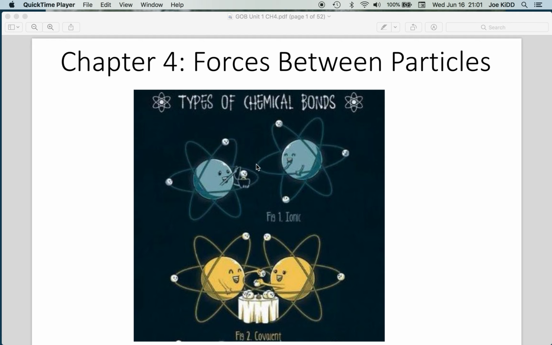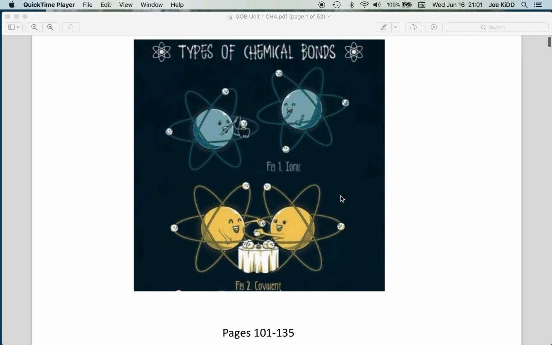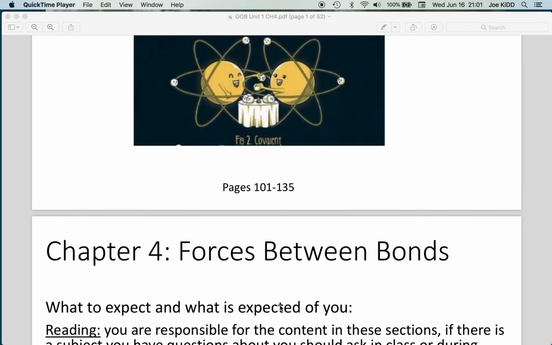So we have ionic, in which case one atom will give up electrons and the other will take it. So in this case, our little cartoon here has one atom proposing to another. Or we can have covalent, or sometimes also called molecular compounds. And this is where atoms share their electrons.